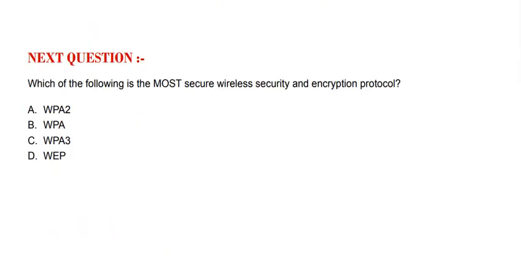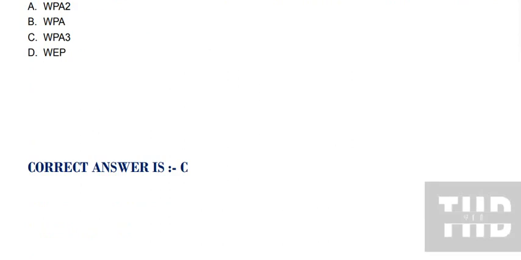Next question is: which of the following is the most secure wireless security and encryption protocol? And the options are: option A, WPA2; option B, WPA; option C, WPA3; and option D, WEP. The correct option is option C.